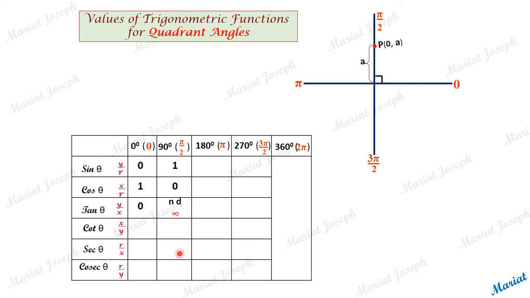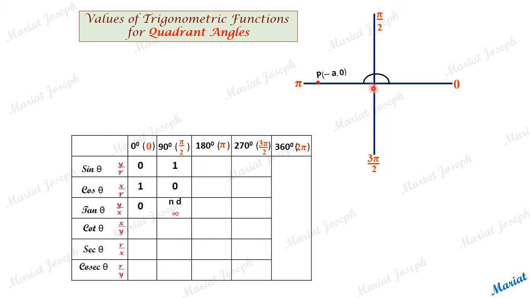Again, the other three will be obtained by taking the reciprocals. Now we'll go for the angle 180 degree, that is pi radian. Pi radian in the standard position will be drawn like this. So the terminal side is here. We need to take a point on the terminal side of pi radian. This is 180 degree, pi radian.